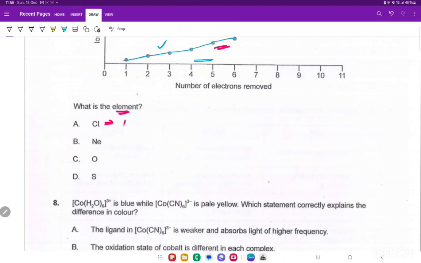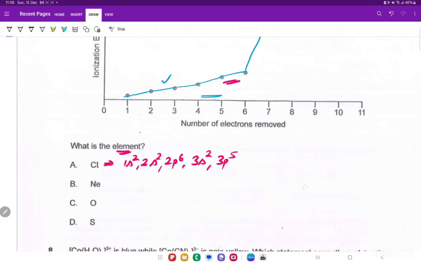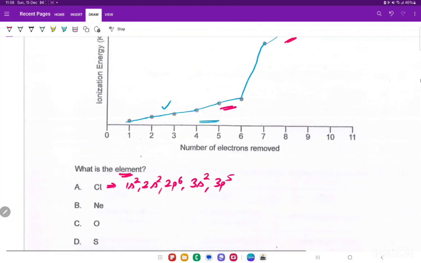Chlorine. Chlorine configuration is 1s2, 2s2, 2p6, 3s2 and 3p5. This is the configuration of chlorine. We can see there are 7 electrons in the same shell, but I have 6 electrons in the same shell, therefore it is not possible. These 7 electrons should have almost the same energy or slightly increasing energy. Chlorine cannot be my answer.